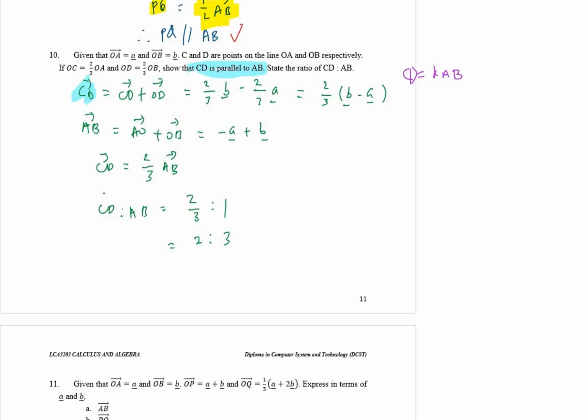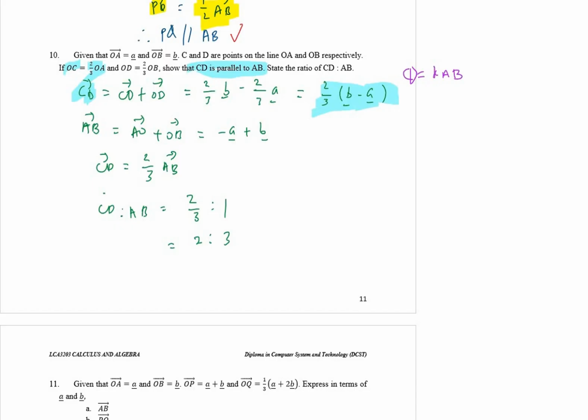So what is CO? CO is negative 2 over 3 OA, because OC is 2 over 3 OA. And what is OA? OA is a. And what is OD? 2 over 3 OB. What is OB? b. Okay, so this is what you have. And then what is your AB? AB is AO plus OB, which is negative a plus b.